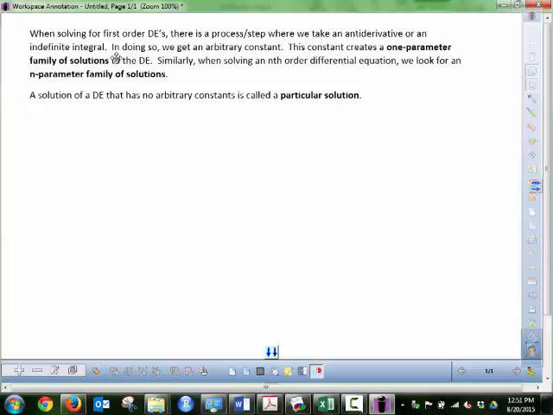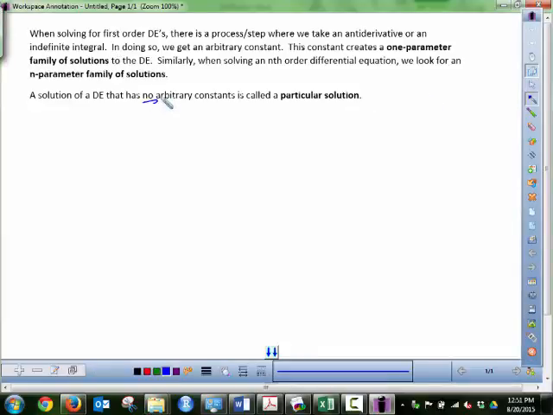And a solution to a differential equation that has no arbitrary constants is a particular solution. That probably means you had already solved for those constants. So let's take a look at a simple example. Let's take a look at how position, velocity, and acceleration interact with each other.